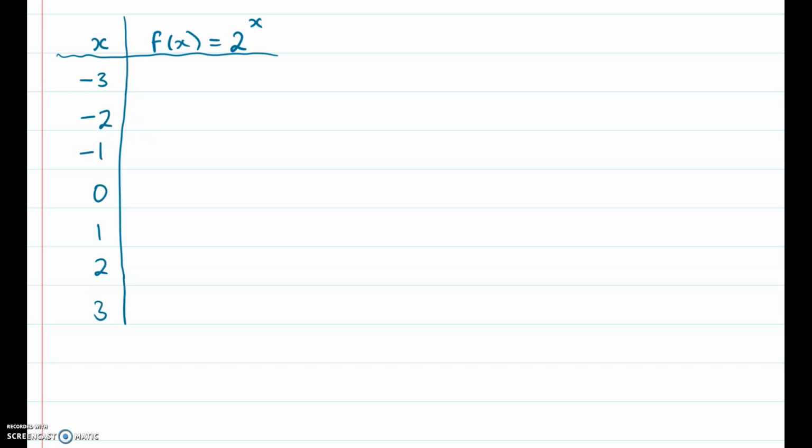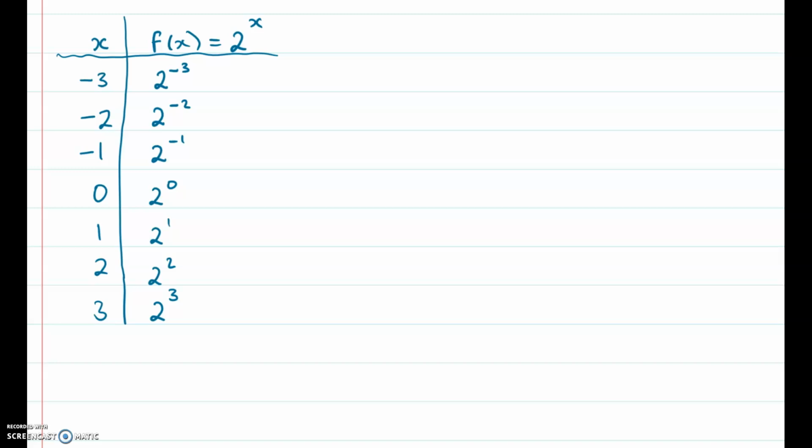Now, what we're going to do here is, if f of x equals 2 to the x, everywhere we have an x, we replace it with this value of x. So this is going to be 2 to the -3, 2 to the -2, 2 to the -1, 2 to the 0, 2 to the power of 1, 2 to the power of 2, and 2 to the power of 3.